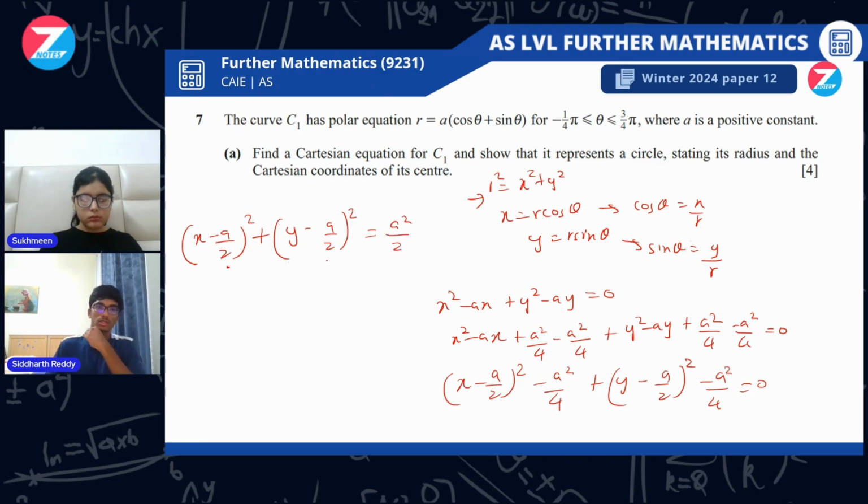So these represent the coordinates of the center. So the center will be at a by 2 comma a by 2, and the radius is the square root of this one. So that's a by root 2.